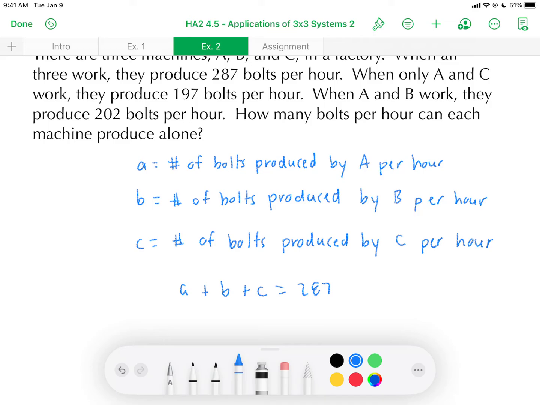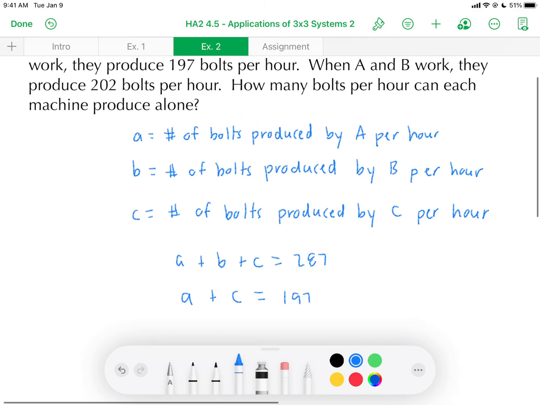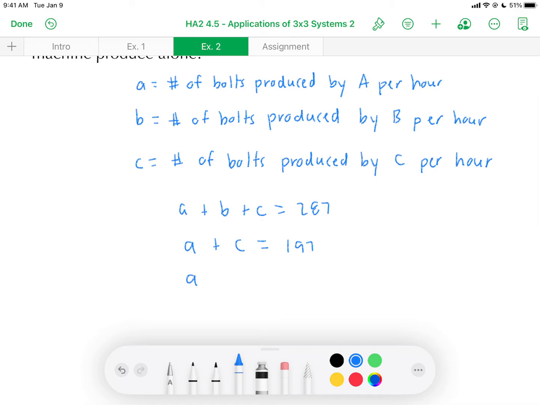When only A and C work, they produce 197 per hour. So A plus C equals 197. And when A and B work, they produce 202. So A plus B equals 202. Could you replace A plus C with 197 in the first equation so it's B plus 197 equals 287? You could do that, or couldn't you replace A plus B with 202?